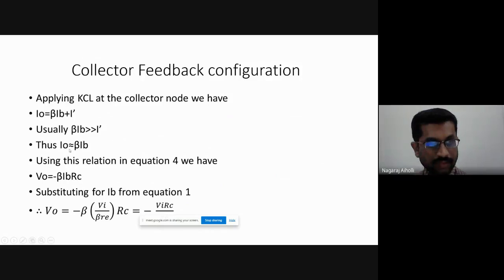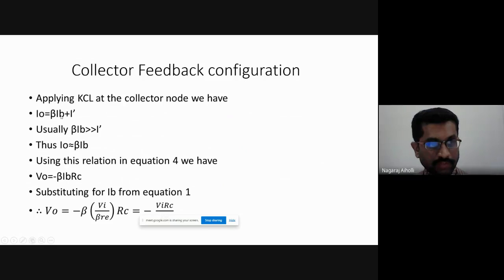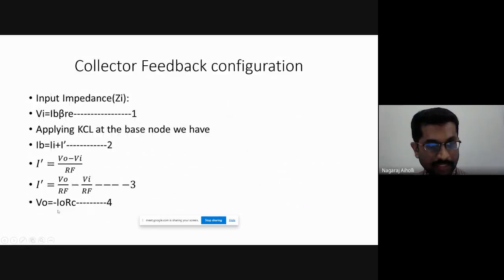Therefore, V naught is minus I naught RC here. Again, we want the equation for I naught, so go on resubstituting. The I naught equation is beta IB we will get. If you substitute that in V naught, we get minus beta IB RC. That you back substitute in I dash.